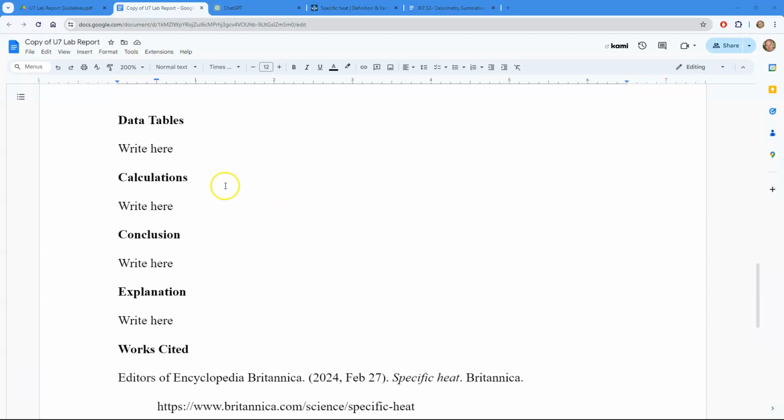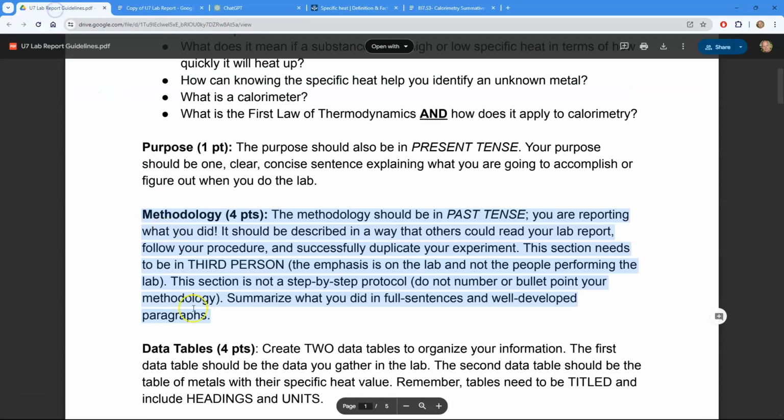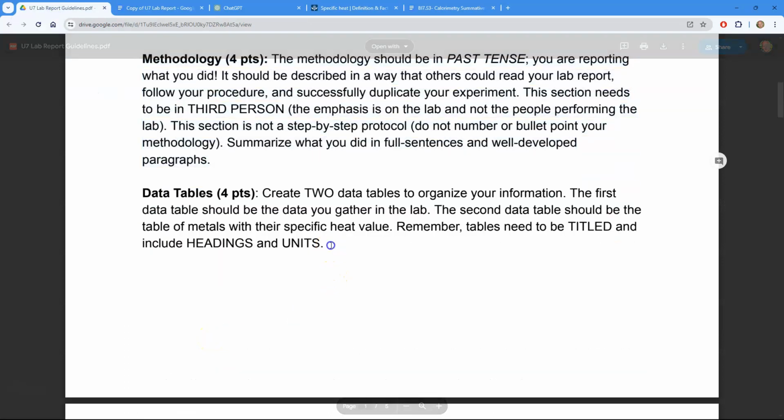The next section are data tables. Okay, so let's go back and look at the directions. All right, so data tables. Create 2 data tables to organize your information. The first data table should be the data you gather in the lab. The second data table should be the table of metals with the specific heat values. Remember, tables should be titled and include headings and units.